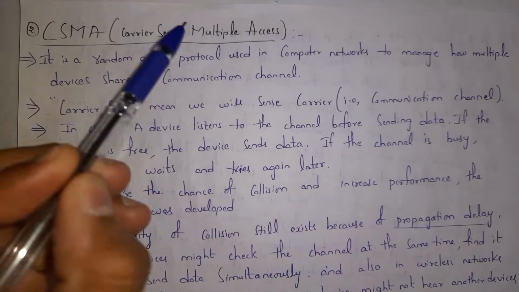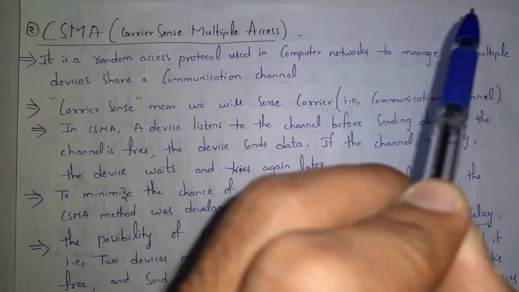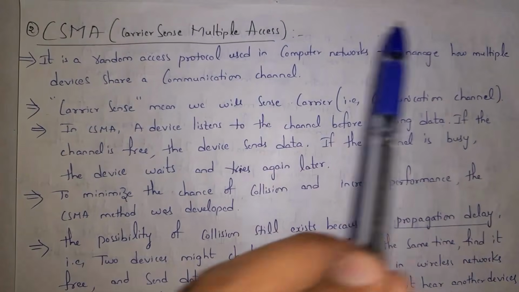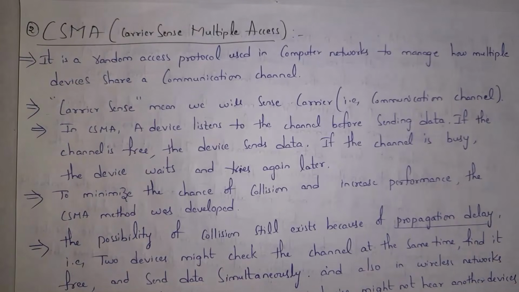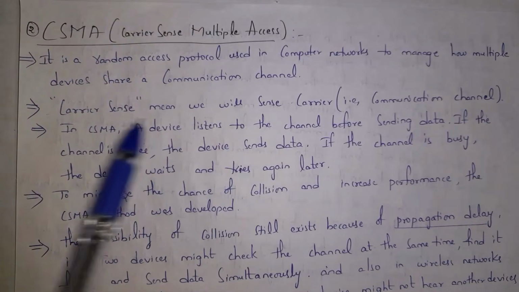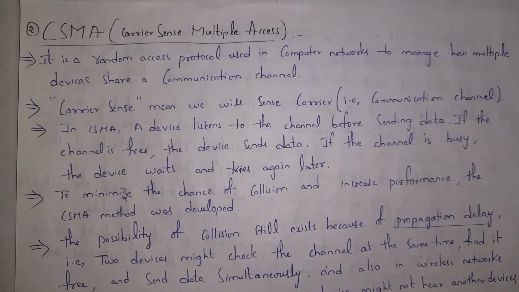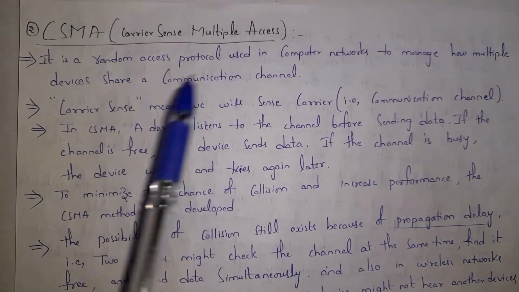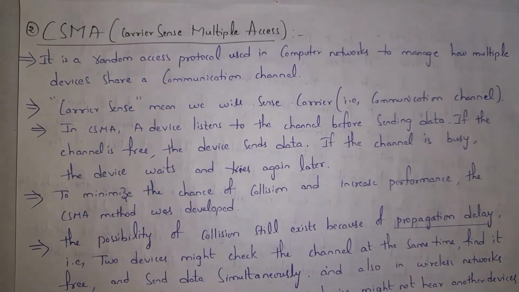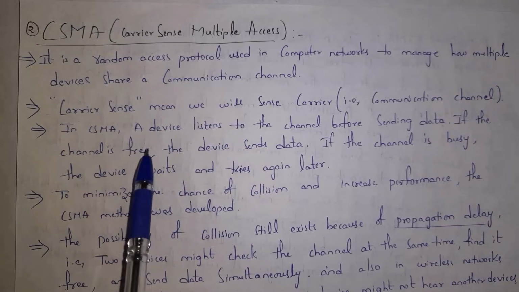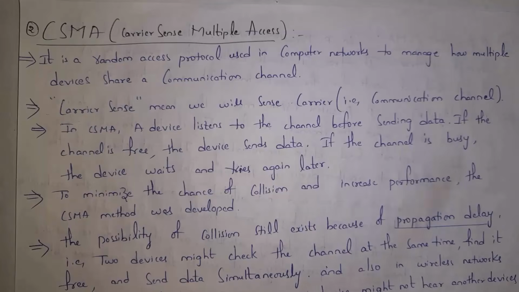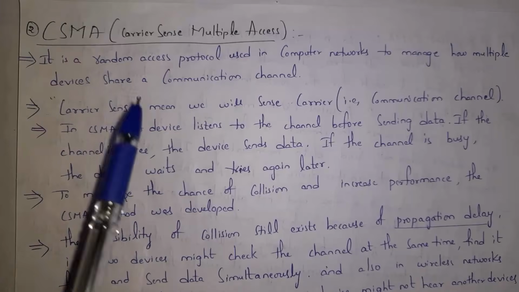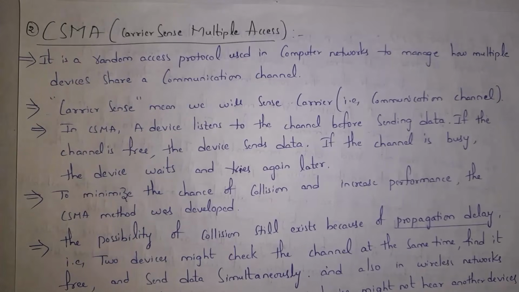CSMA is a random access protocol used in computer networks to manage how multiple devices share a single communication channel. In CSMA, multiple devices will share a single communication channel. Carrier sense means before sending data, at first the device will sense the carrier. That is, the device will check whether the communication channel is free or not. If the channel is free, the device will send data, and if the channel is busy, the device will wait for some time and then try again. So if a device senses the channel before sending data, it will reduce collisions.